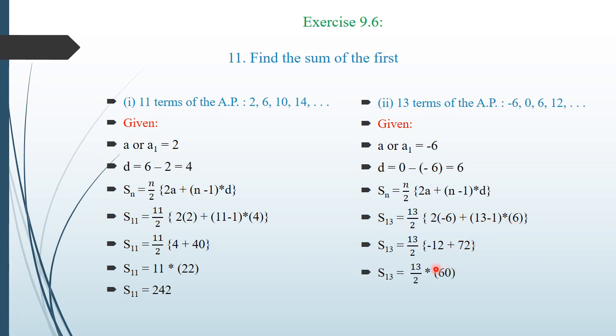When I further simplify, 13 by 2 into 72 minus 12 is 60, and I can cancel out this 60 by 2, that I'll get as 30. Therefore, S13 is equal to 13 into 30, that is going to give me the answer as 390. So this is the end of the second sub question of question number 11. We have one more sub question. We'll look into that.